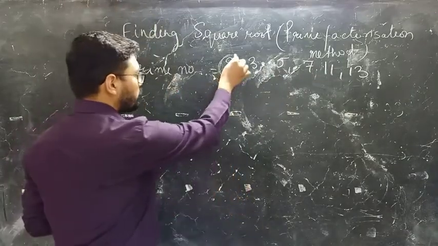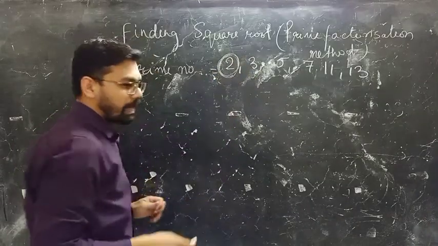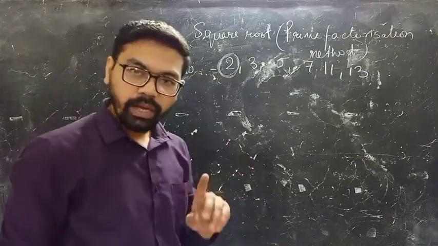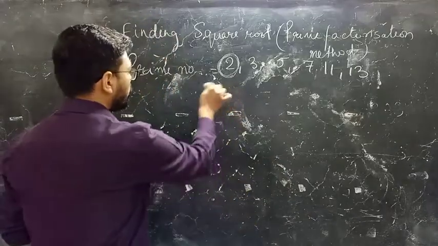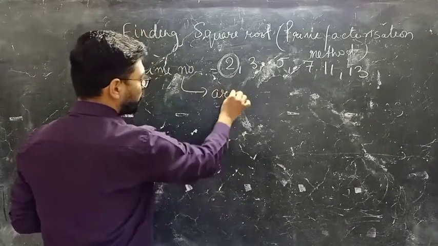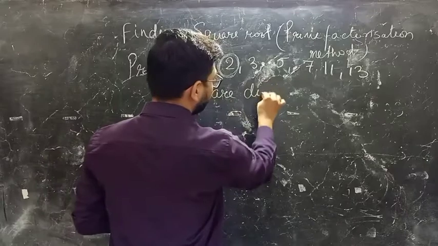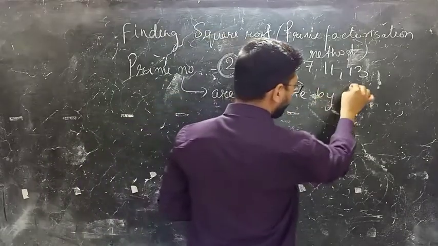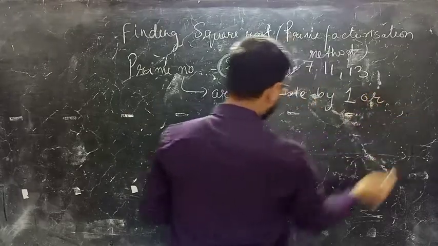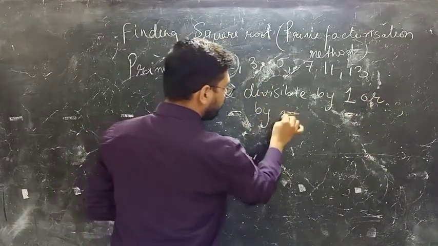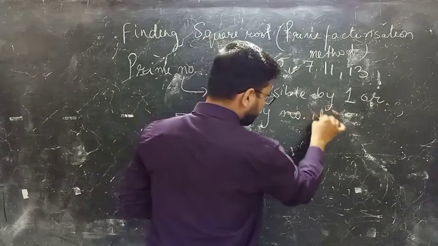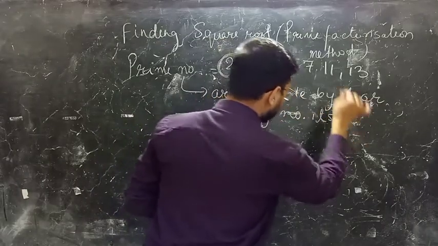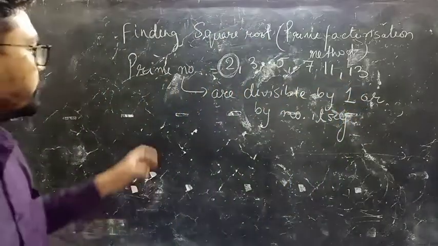So the prime numbers are divisible by 1 or by the number itself. Itself means अपने आप से. Okay, so this is the simple definition of a prime number.